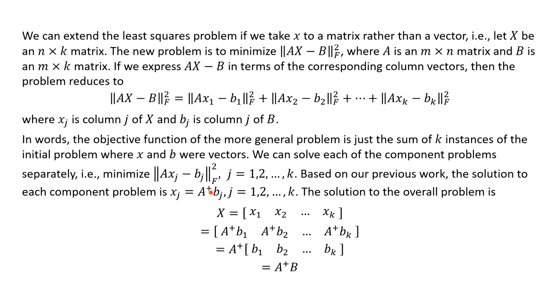Based on our previous work, we know that the solution is x sub j equals the Moore-Penrose inverse times b sub j. And then we can just put all those column vectors together to construct our matrix X. Then we can plug in these, as shown here, and factor out the pseudo-inverse. And then what is this? Well, these are just the columns of B. So X, the matrix, equals the pseudo-inverse times the matrix B. It looks almost exactly like the format of the simpler case that we solved earlier.